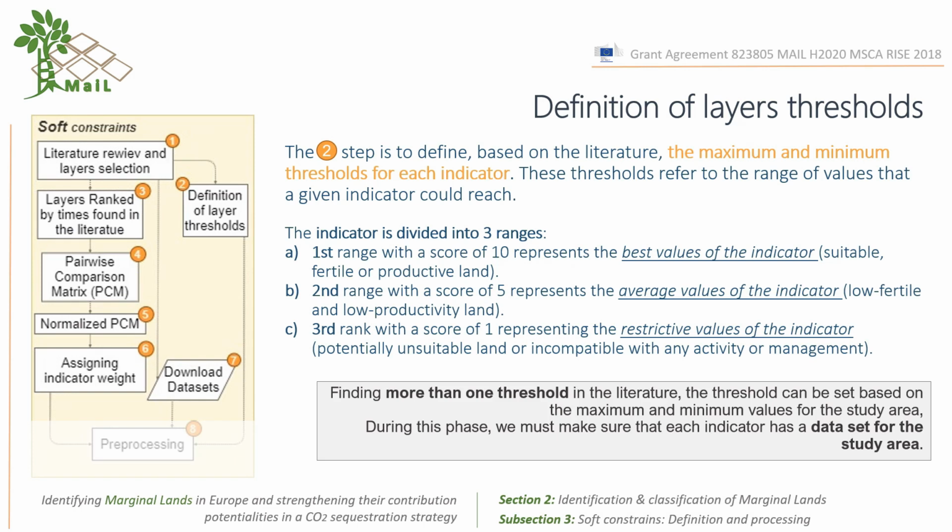As a tip, in the case of finding more than one threshold in the literature, the threshold can be set on the maximum and minimum value for the study area. For example, in MaiL we choose the value for whole Europe. During this phase, we must make sure that each indicator has a dataset for the study area. Consequently, if an indicator cannot be matched to a dataset, it is appropriate to evaluate whether to omit the indicator.